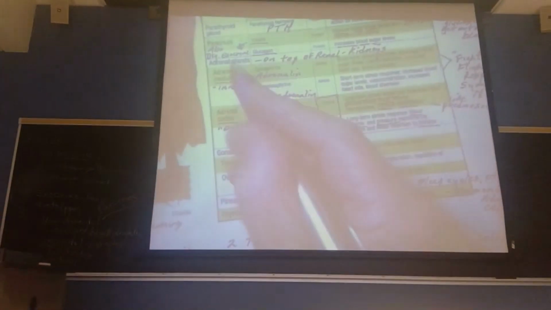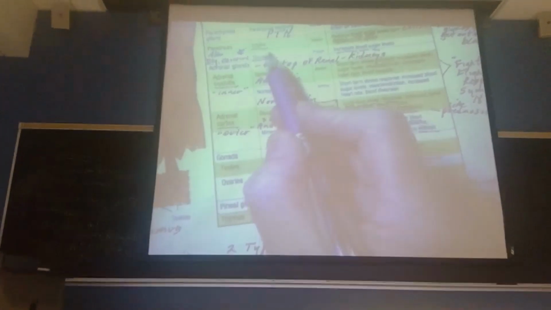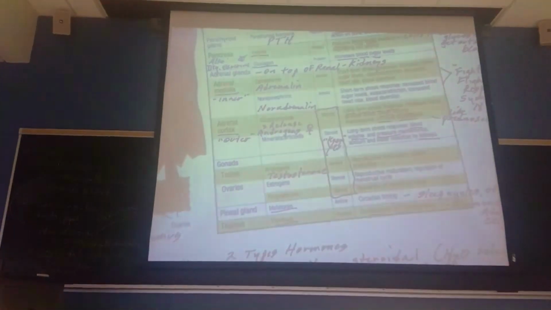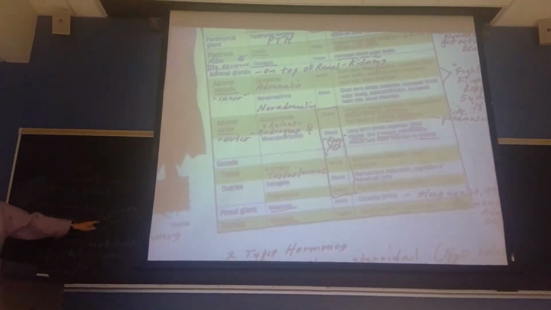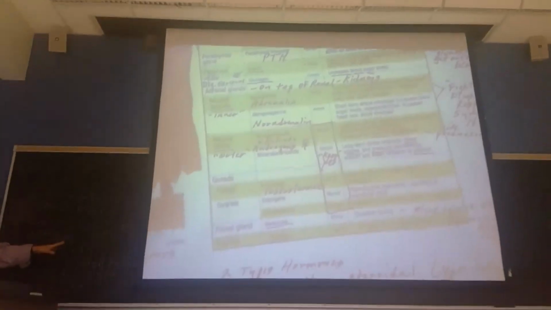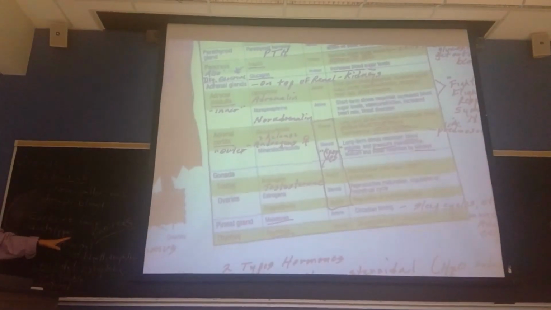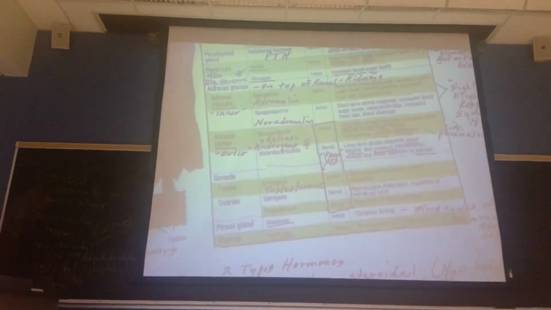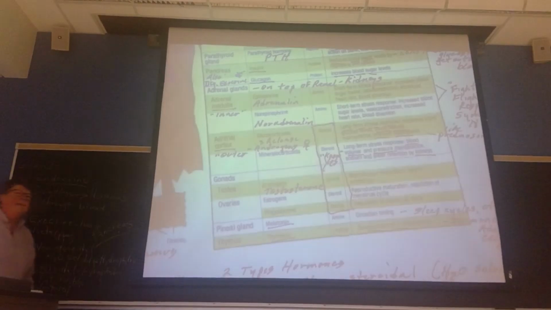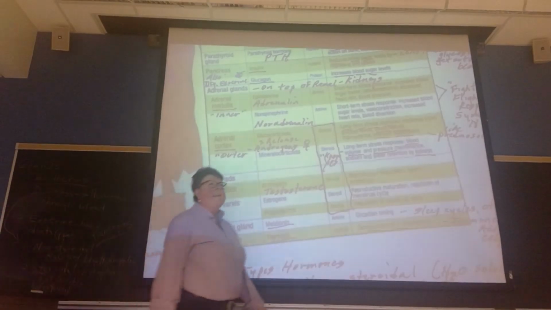Okay. Pancreas. This one I want to spend a little bit of time with because we've already said that the pancreas is both an endocrine and exocrine gland. The exocrine part would have to do with digestive enzymes in the digestive system. The endocrine part is really, really important.